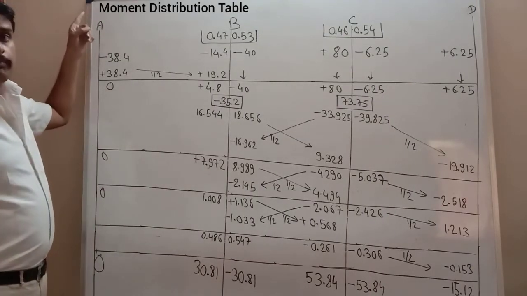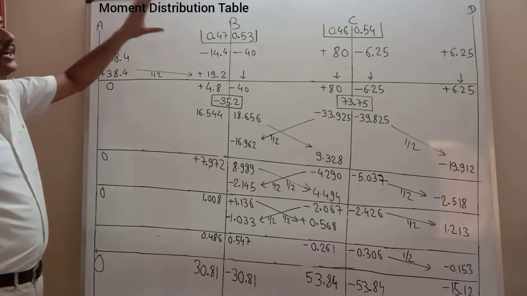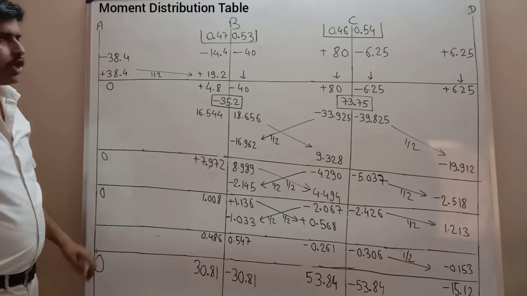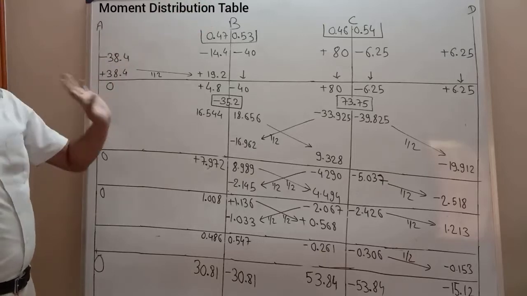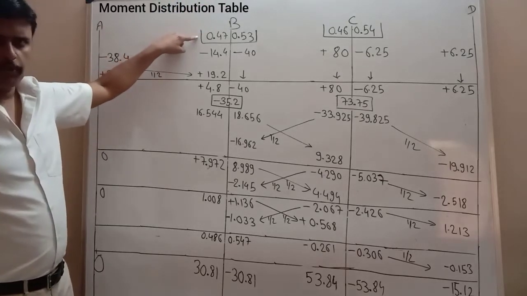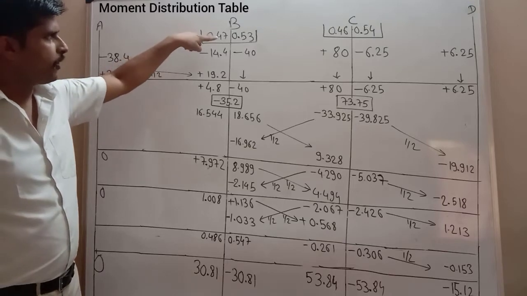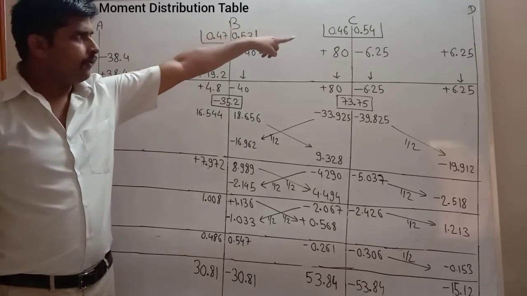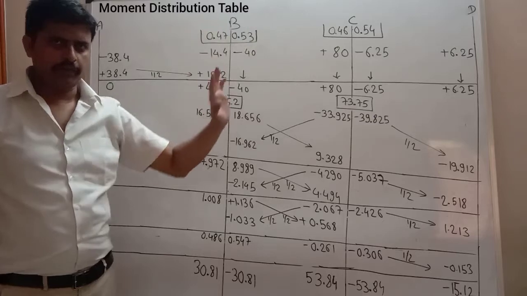Now our step number 3 is the moment distribution table. So we have to write all the joints A, B, C, D. Below that, the distribution factors. For B it is 0.47, 0.53. For C it is 0.46, 0.54.